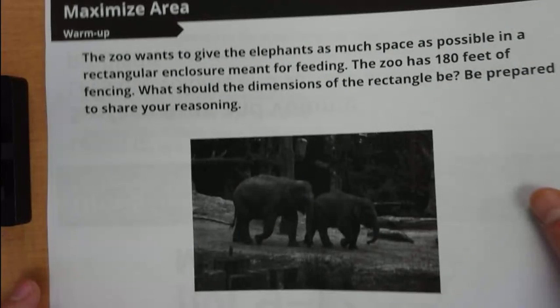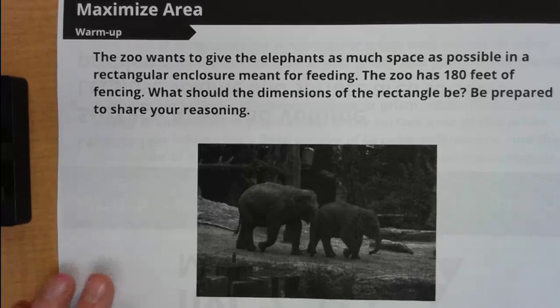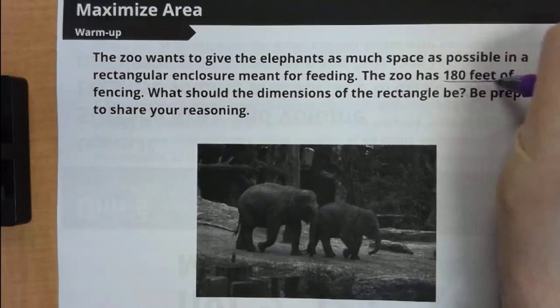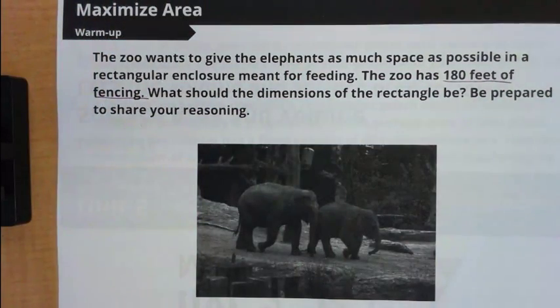So to start with, we're going to be trying to maximize area and relate it to something we've talked about before. It's just 2 dimensions right now. We have a zoo that wants to give elephants as much space as possible in a rectangular enclosure meant for feeding. The zoo has 180 feet of fencing, and they're trying to figure out what the maximum area would be if we only have a perimeter of 180 feet of fencing. That means you're looking at the area of that part of the enclosure.